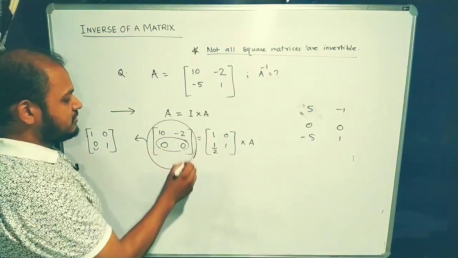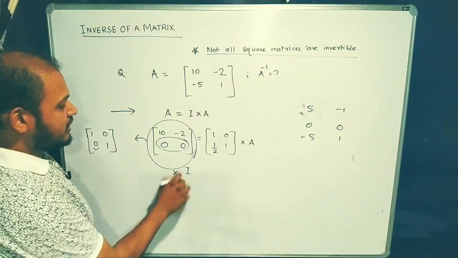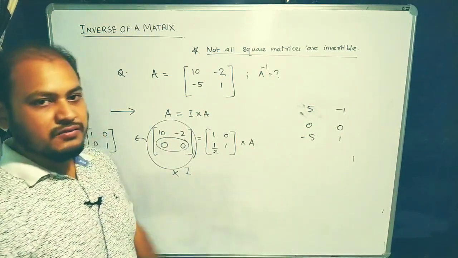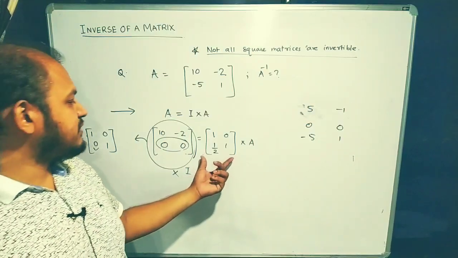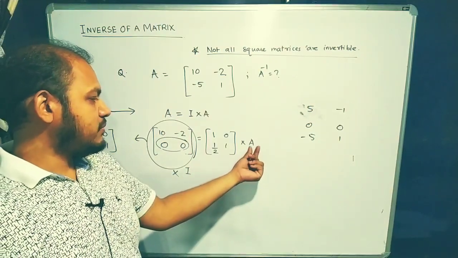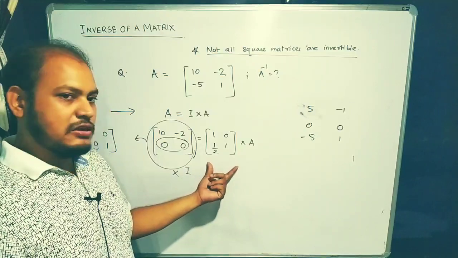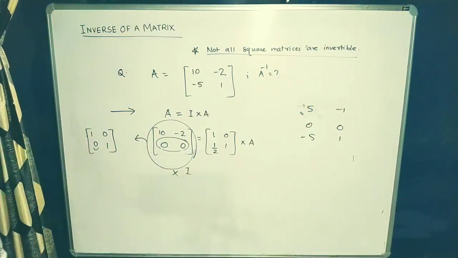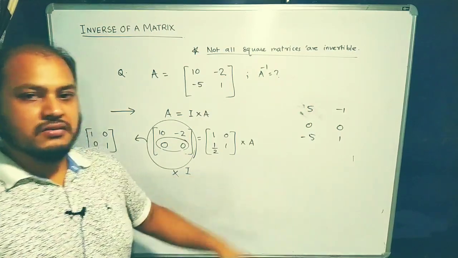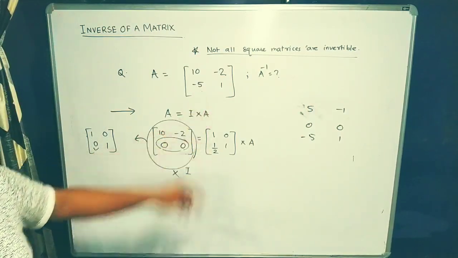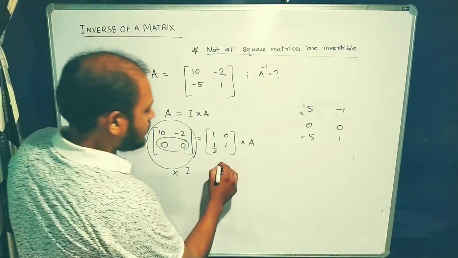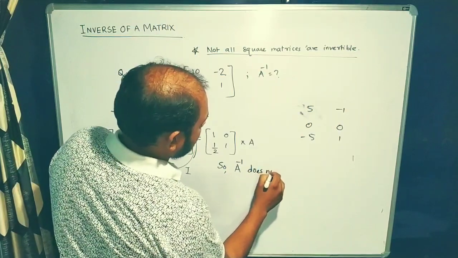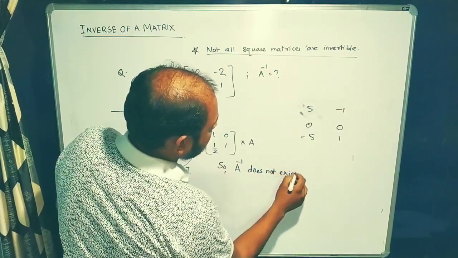Since we cannot make this matrix an identity matrix, we cannot make it. So that means that this matrix A is not invertible. That means whatever operation you choose, you cannot make this matrix multiplied by a matrix at this location equal to I. So if you cannot do this, that means this matrix is not invertible. That means its inverse does not exist. Inverse of this given matrix does not exist. So A inverse does not exist.